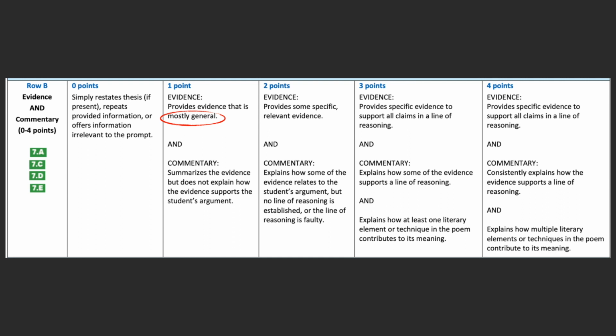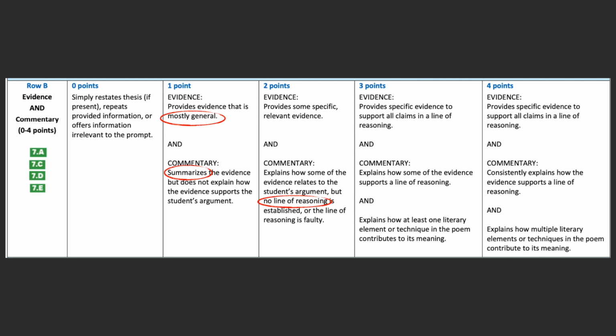But we move on to the 1 point, and you get a point if you have mostly general evidence. So what does that mean? If you're not specific about what's going on in the poem, but just talking about what the poem does in general, fair enough. And then for the commentary, you're just telling what the evidence is. This happens and then this happens and this happens. It's almost like saying what the poem says without going any further. So that's only 1 point.